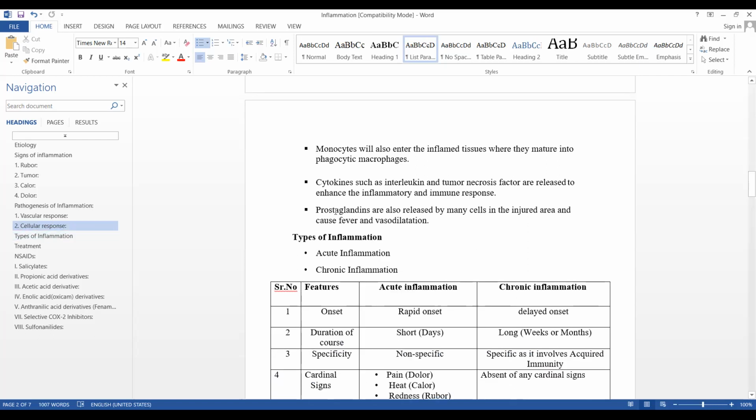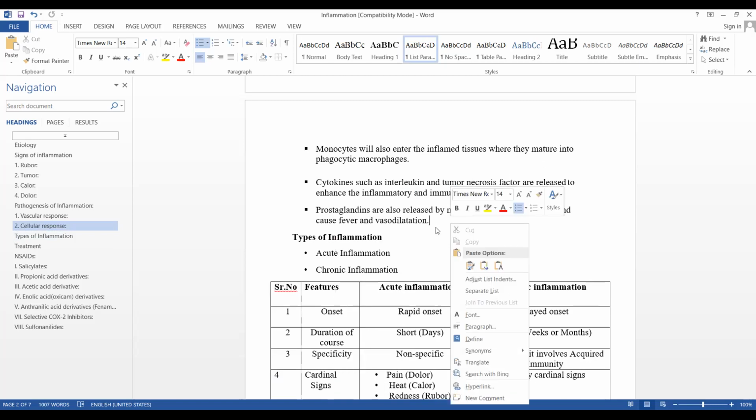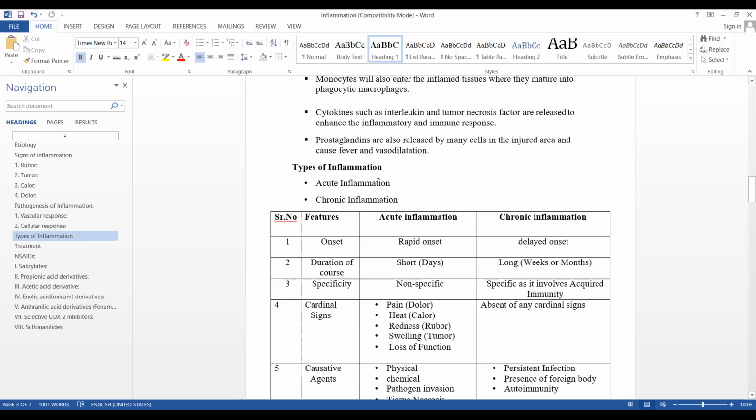Prostaglandins are also released by many cells in the injured area and cause fever and vasodilatation. Prostaglandins are also giving signals, the immune response, warning the human body. Causes fever and vasodilatation. Now we are going to see the types of inflammation.